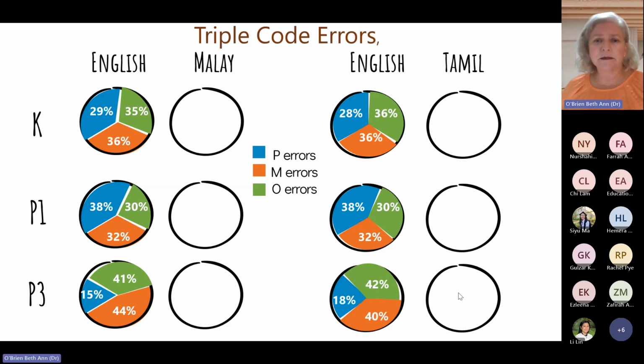For all age groups, we found that for kindergarten, the children made relatively fewer phonological errors than the other two types. The same for Malay and Tamil. And then at primary one, they actually were making more phonological errors than the other two error types. It's the same thing for both the Malay group and the Tamil group.